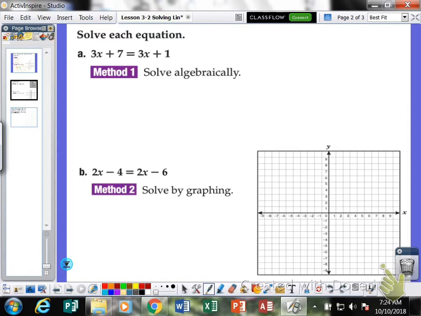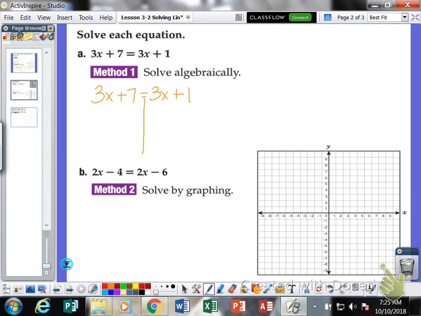So let's take a look at the next ones. Solve algebraically. Well, we know how to do that because we just did this in the last chapter, solving equations. I want to get the x's together, on the same side. So I'm going to subtract 3x from both sides. Notice that they cancel, and I get 7 equals 1. Well, 7 equals 1 is no solution. So there would be no solution.